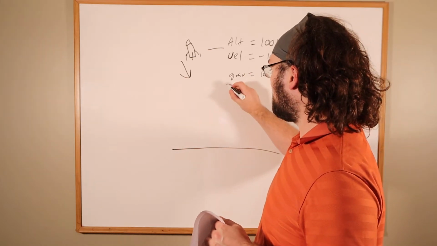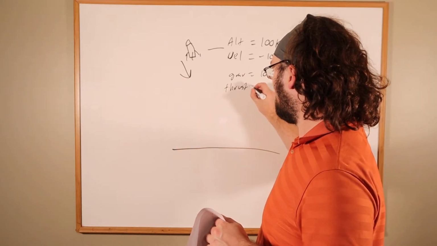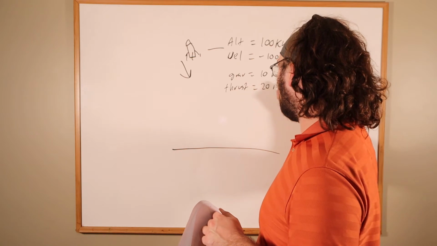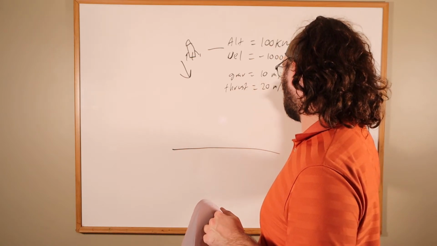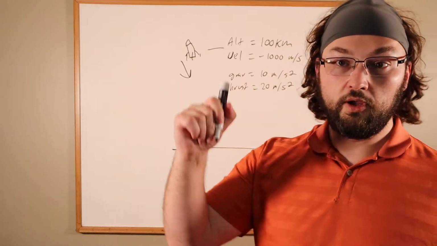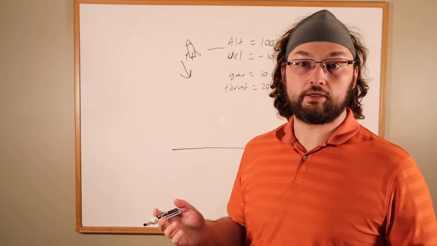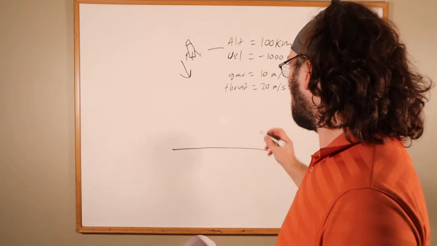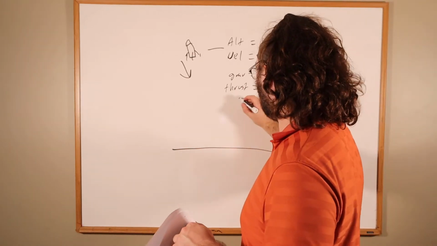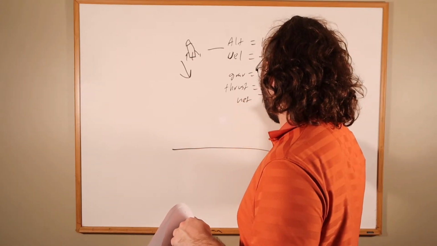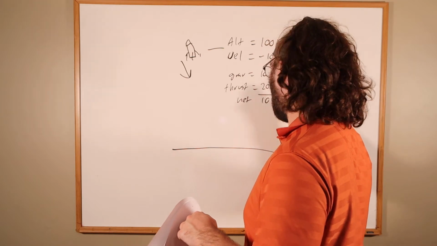Let's also say that we have thrust such that we can go 20 meters per second squared if we burn our engine. That means that we have sort of net thrust that we have to work with to slow down of 10 meters per second squared.